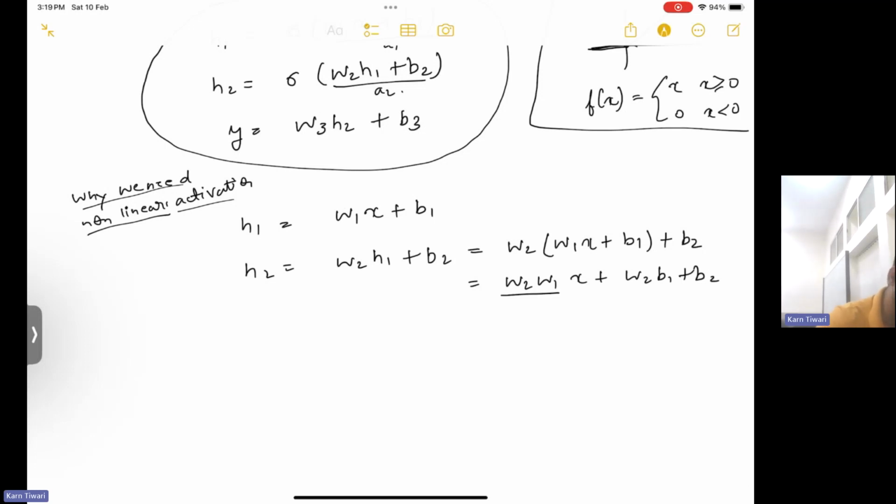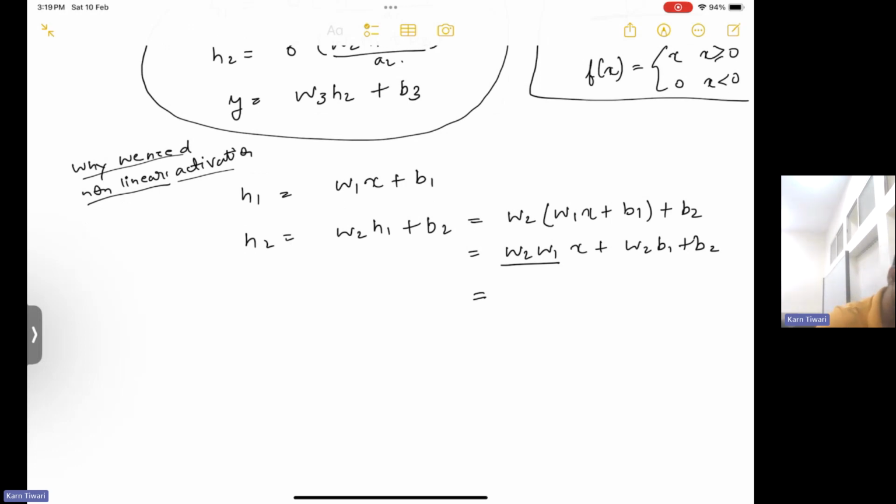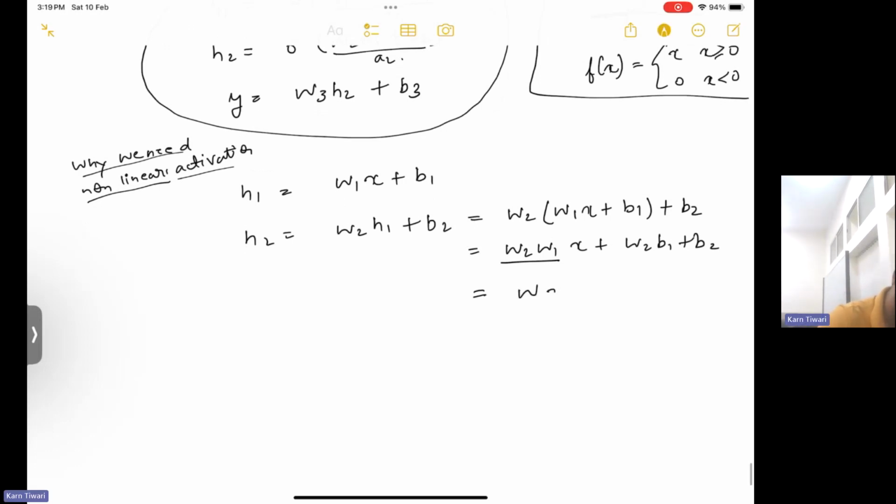But this W2 W1 can be represented as a bigger matrix, because these two weights are learnable parameters in the neural network. So again, this is in the Wx plus B format. This whole term is my B and this whole term is my W. It does not matter how many operations you do. In the end, having one layer or an infinite number of layers without activation are equivalent. I hope you are getting it. So that's why you need a nonlinearity.